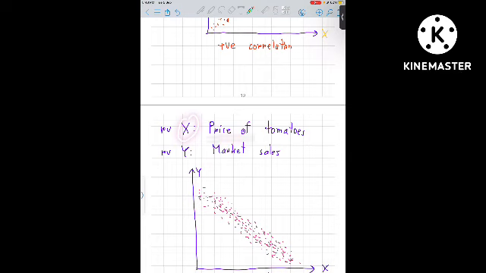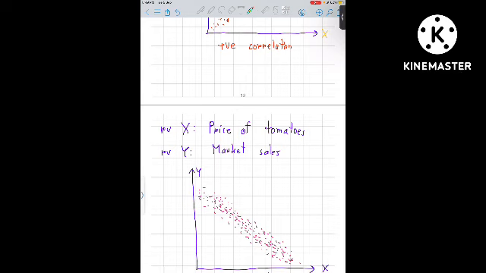Can anybody please tell me what will happen over here? What do you expect to see? Pratibha, Shavrish, what will happen over here? If my price of tomatoes increases, what will happen to my market sales?